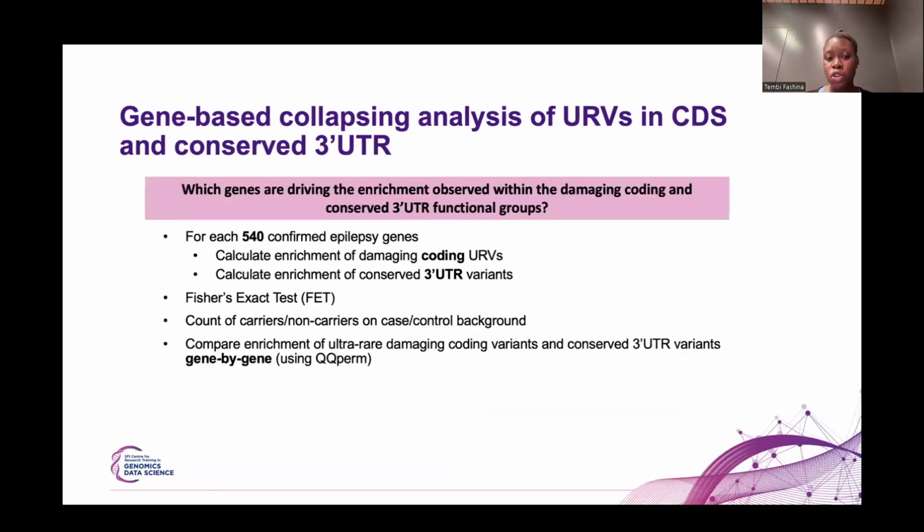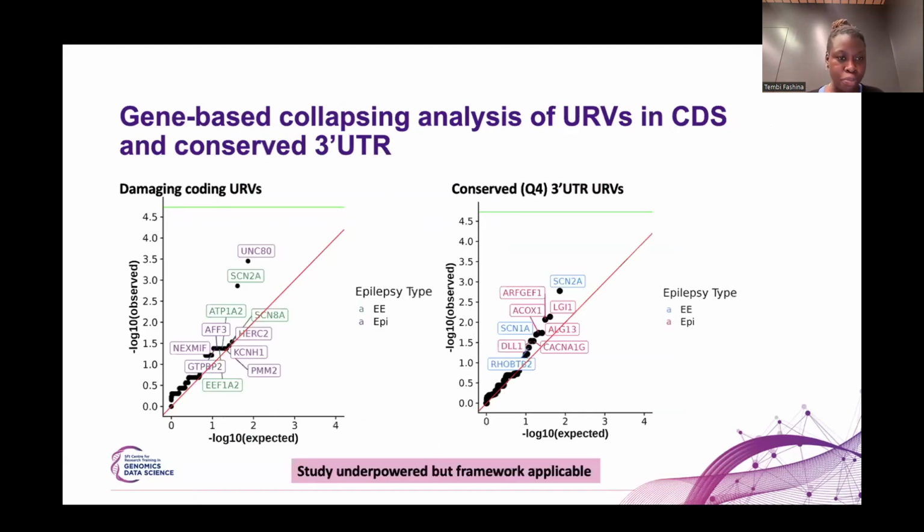We then wanted to see what genes were driving this enrichment that we see. So we wanted to look at the coding variants and the 3' UTR variants side by side. And this was just done through Fisher's exact test and QQ-perm, which helped us estimate the expected p-values. So on this slide, on the left-hand side, we are looking at the loss of function and damaging missense variants that are contributing to the signal in the coding URVs. And on the right-hand side, it's the Q4 3' UTR variants.